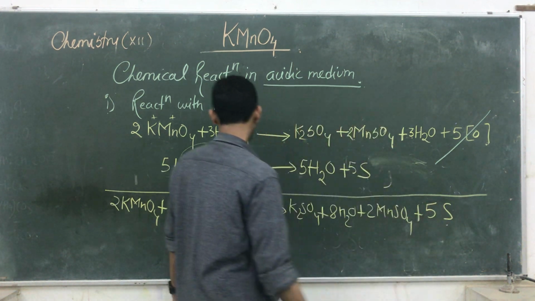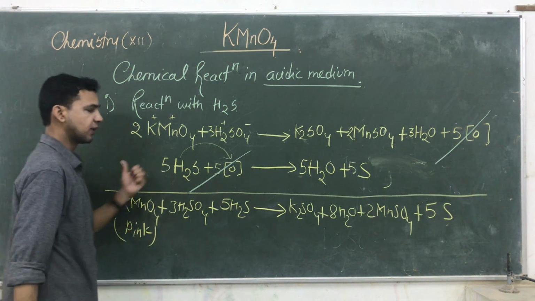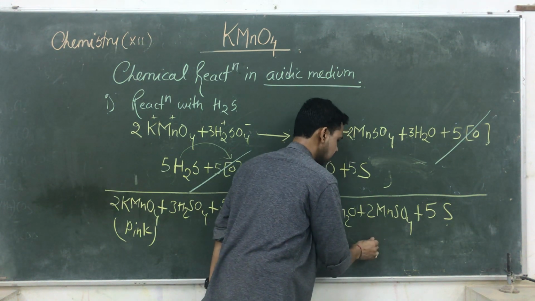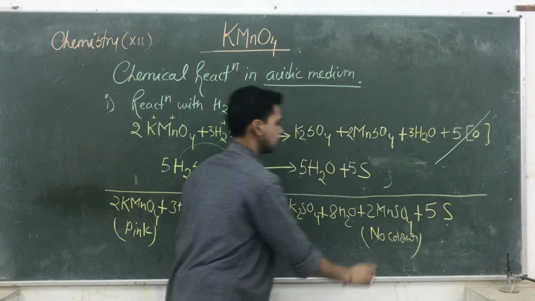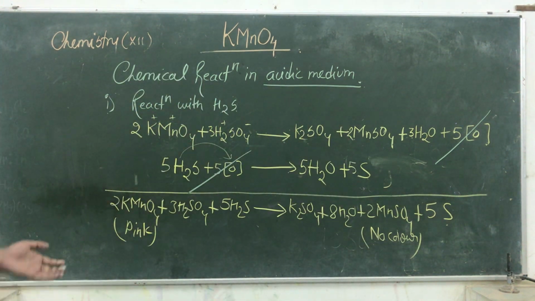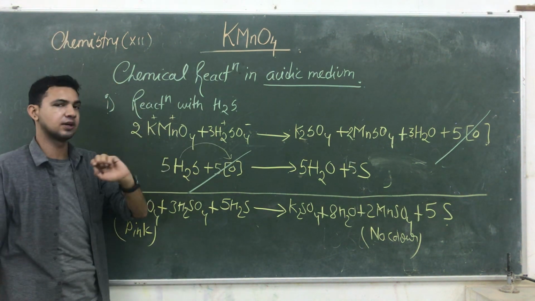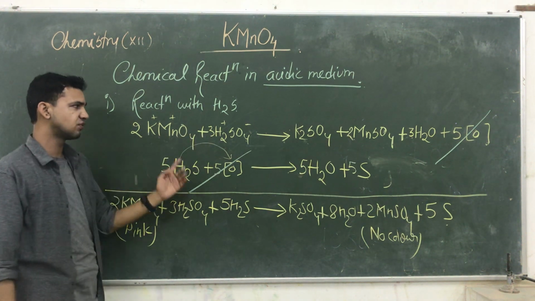See, the color of the KMnO4 is pink before the reaction, but after the formation of MnSO4 the pink color disappears, no color. So this indicates an oxidation reaction. So this tells us about the oxidation reaction. So that is the reaction of KMnO4 with H2S in acidic medium. Reaction of KMnO4 with H2S in acidic medium. So that is the first reaction.